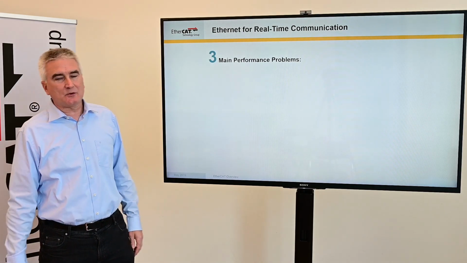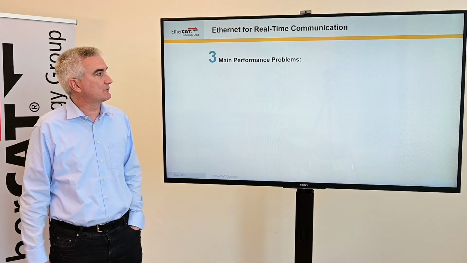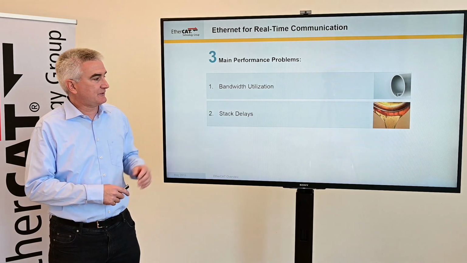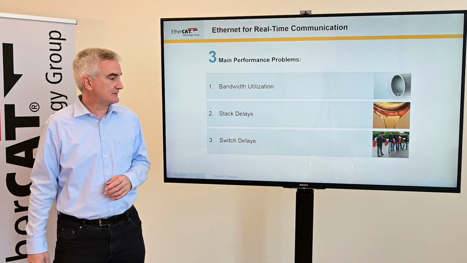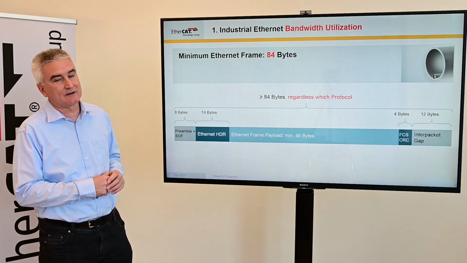But wait a minute, we talk about Ethernet real-time communication. There are three main performance issues. First, there's the bandwidth utilization problem. Then we have the stack delay problem, and we also have the switch delay issue. What do I mean by that? Let's start with the bandwidth utilization.